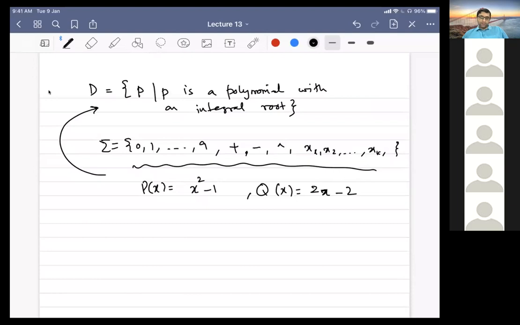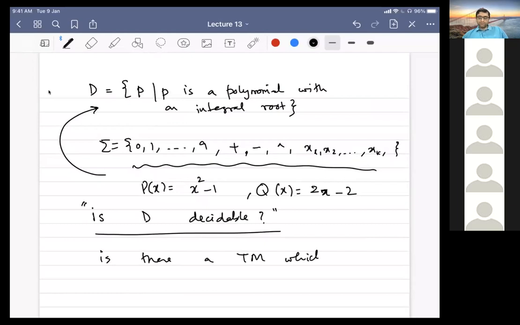So the question we ask is, is D decidable? When we ask whether D is decidable, it means: is there a Turing machine which, given P over this sigma, decides whether P belongs to D or P does not belong to D? So how would you come up with such a Turing machine?